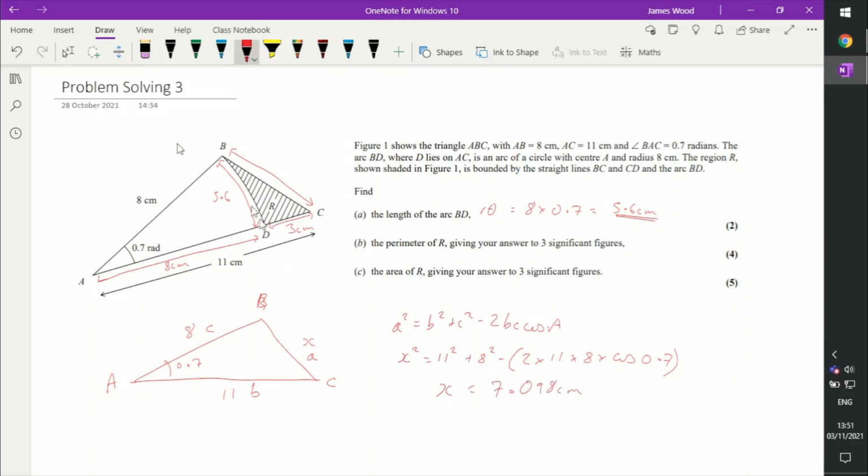centimeters. Okay, so let's put that on our diagram, 7.098 centimeters. So the perimeter of R is going to be 5.6 plus 3 plus 7.098. And it says just write it to 3 significant figures, so that's going to be 15.7.